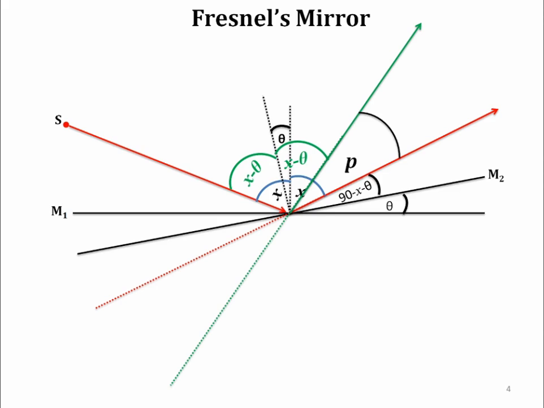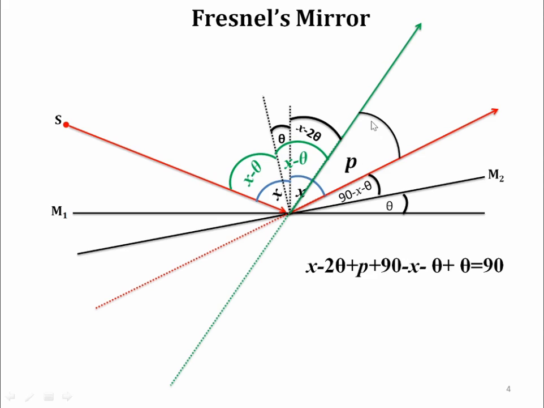Let's assume this angle is P. Now if you come here, what will this angle be? This angle is going to be x minus 2 theta. Why? Because this total angle is x minus theta. Out of it, if I subtract this theta again, this angle will be x minus 2 theta. Correct? Now our task is very much simplified.